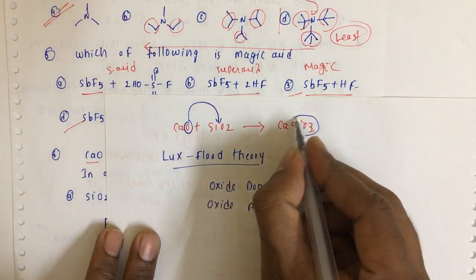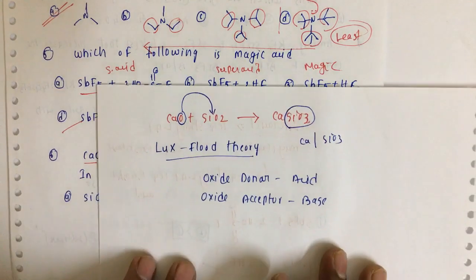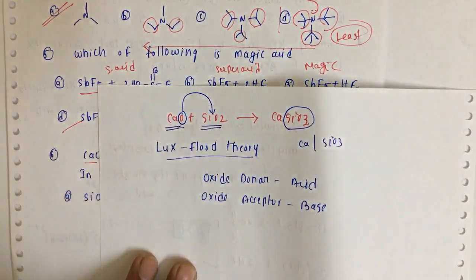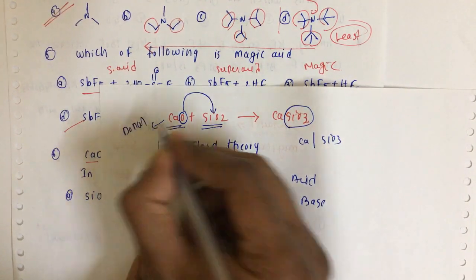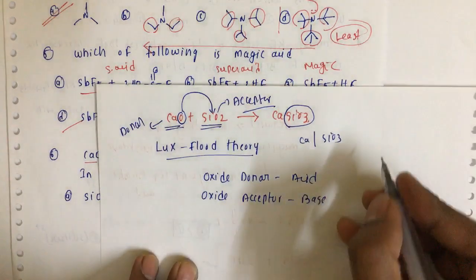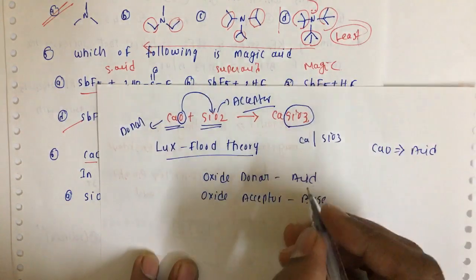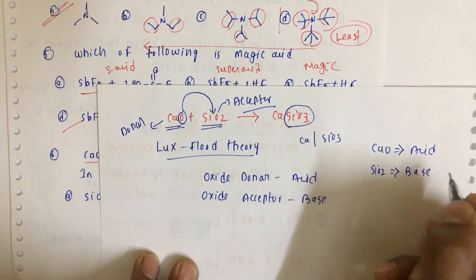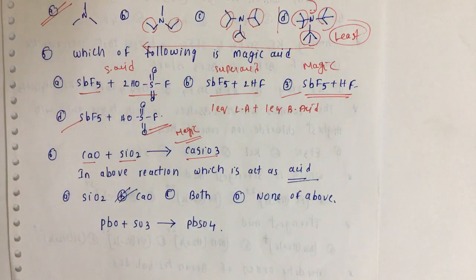We can divide this CaSiO3 like this. So that means the oxide is going from CaO to SiO2. Here this is the donor and this is the acceptor. So here calcium oxide is an acid because it is donating the oxide ion, and SiO2 acts as a base because it is accepting the oxide ion. So the answer is that CaO acts as an acid here.